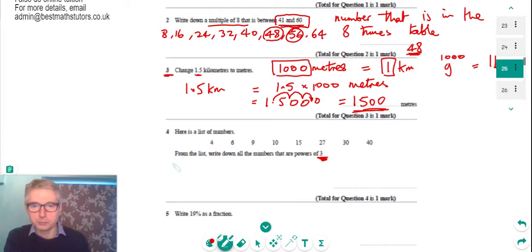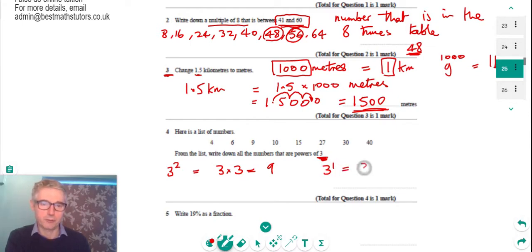for example, could be this. That's 3 to the power 2, or 3 squared. And so that means 3 times 3, which would give us 9. We could also have 3 to the power 1 as well. So it doesn't have to be 2 or more, it could be 3 to the power 1. And that would just be 3.